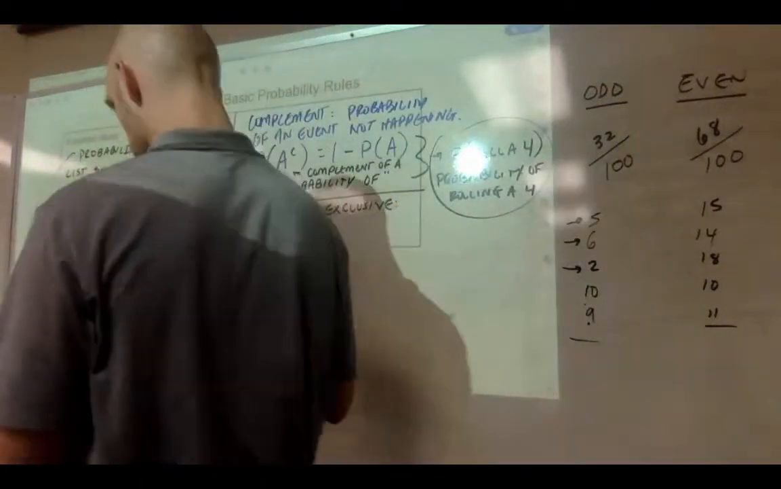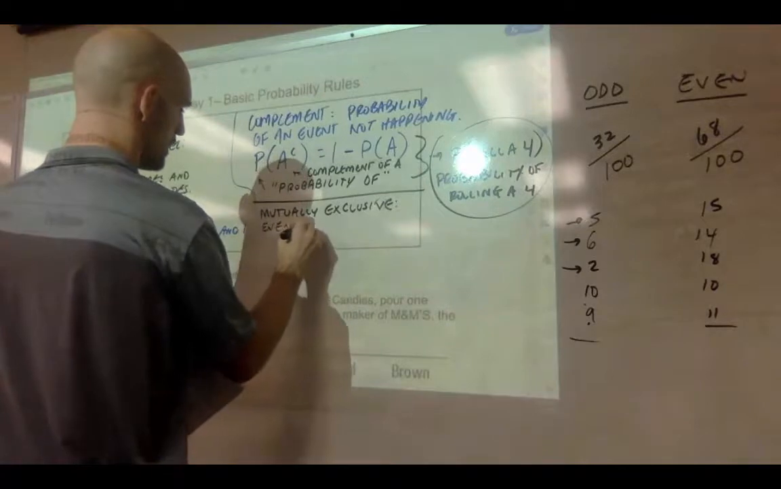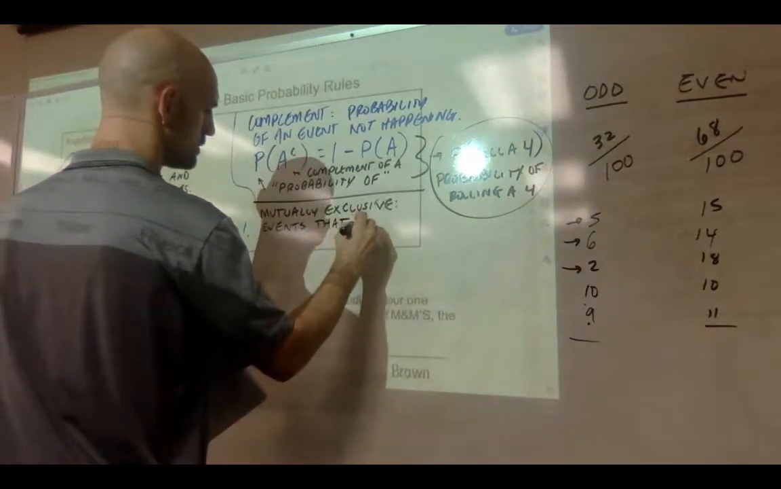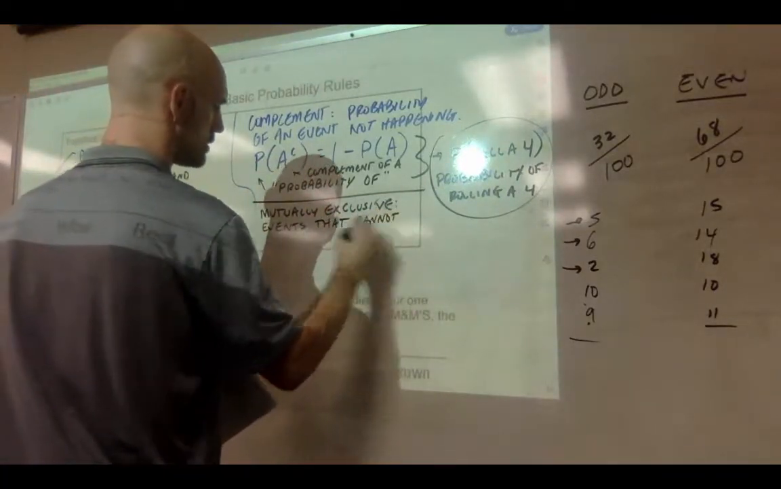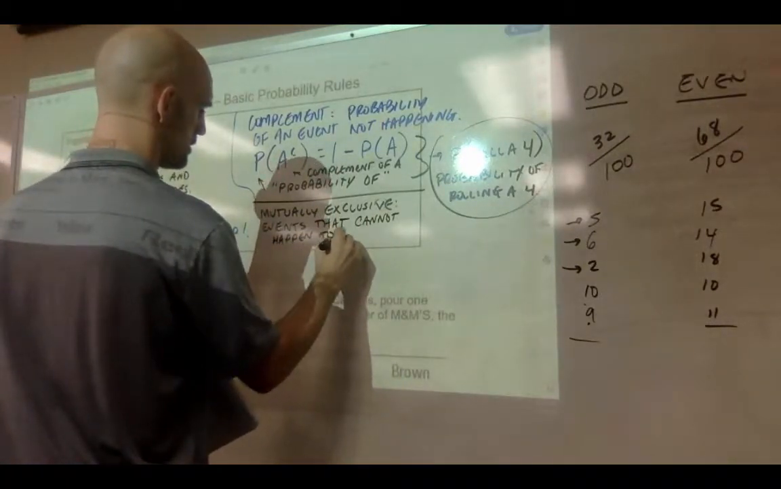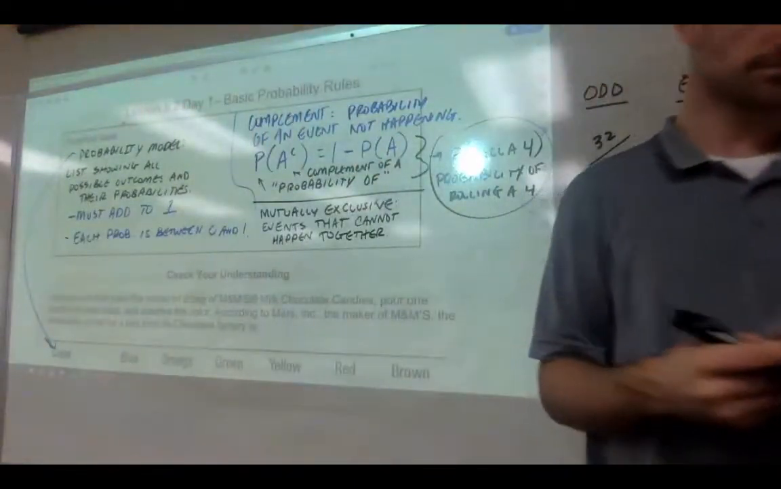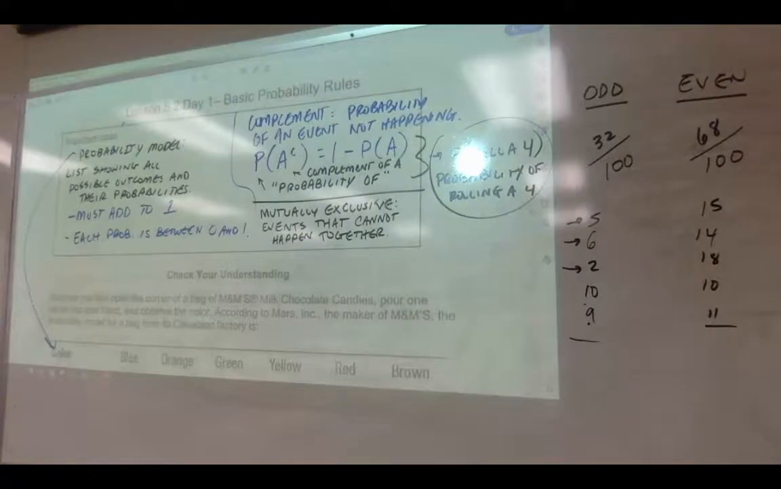Mutually exclusive events are events that cannot happen together. For example, the probability of being in dress code while at the same time being out of dress code. They are mutually exclusive. Either you are in or you are out.